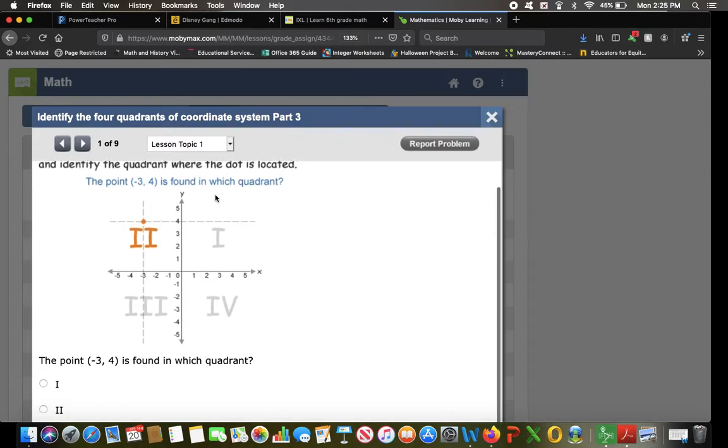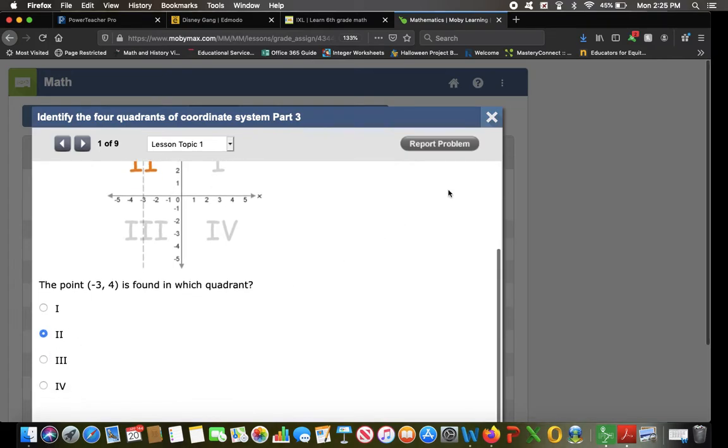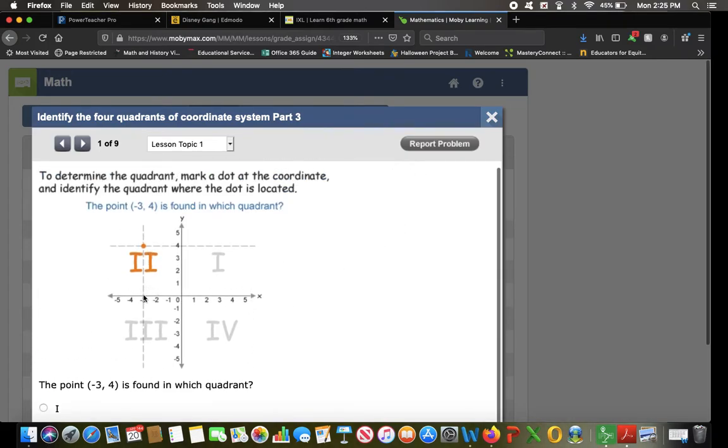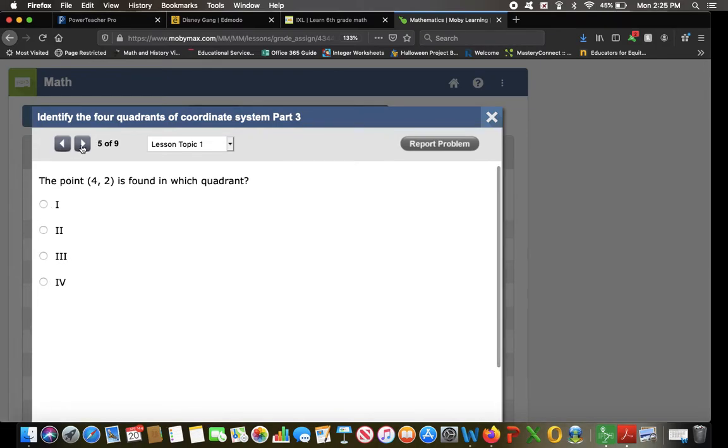So the point (-3, 4) is found in which quadrant? As you can see on here, it's in quadrant 2, because you go over 3 to the left and up 4. Identify the quadrant for each of the coordinates below. So you would have to select which one goes to each quadrant. Same thing throughout all of these. And then (4, 2), they're both positive, so we know that it's going to be in quadrant 1. Same thing as what you had to do in your IXLs. You're going to be working on those.